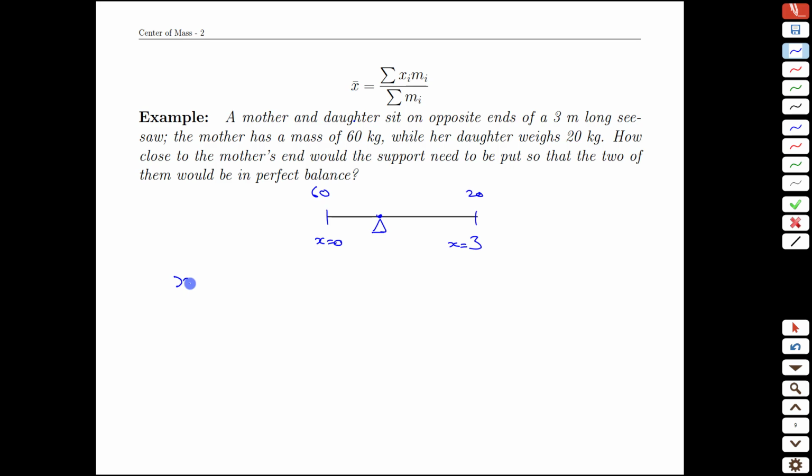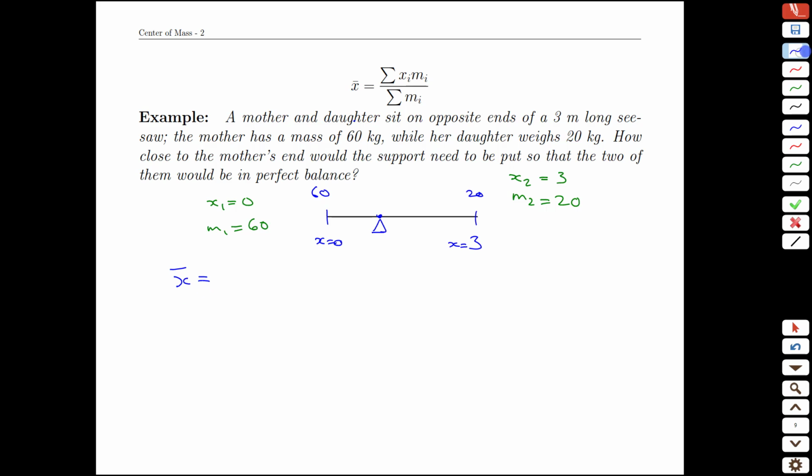Well, that is exactly what we're asking for in terms of the center of mass. And so we can take our ingredients here, and let's call it x1 is the mother's position, that would be 0. And mass 1 is 60 kilograms. At the other end, the daughter can be described by an x location as well. Let's call her mass 2. She's at location 3 meters, and the mass there is 20 kilograms.